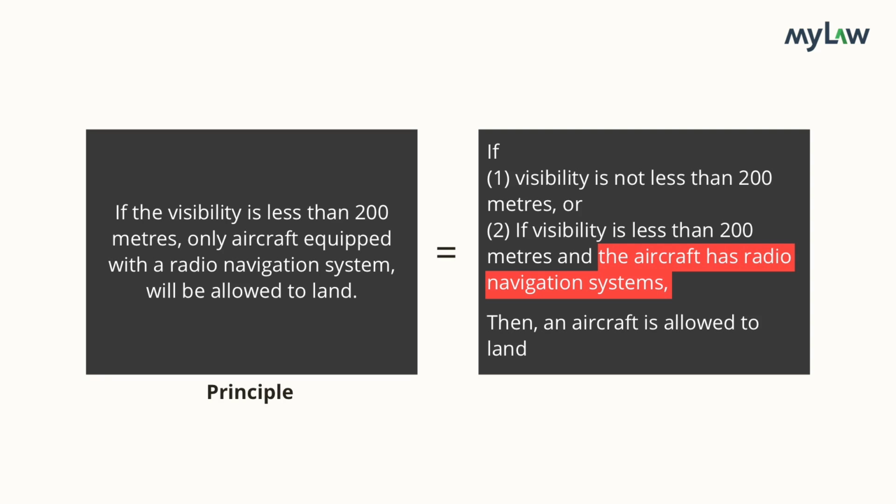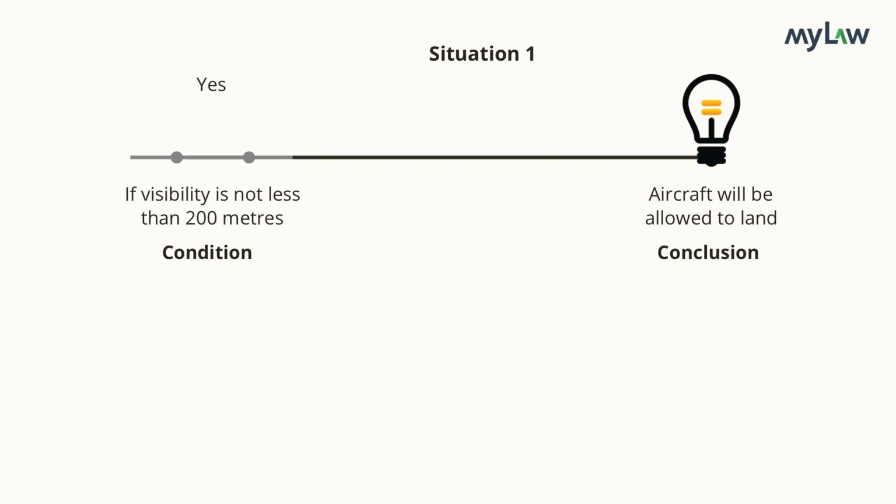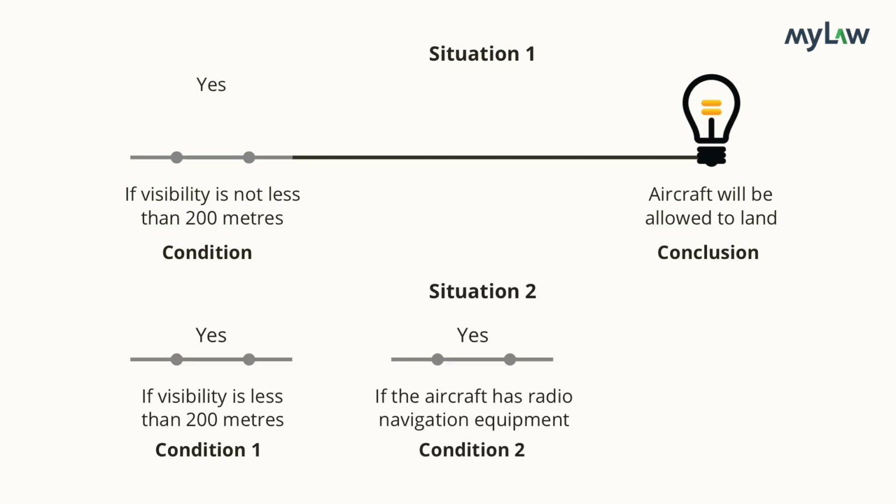This is easier to visualize if you have two different circuits. If we visualize the first situation, all we need is a switch to see whether visibility is not less than 200 meters. If the answer is yes, we can conclude that the aircraft will be allowed to land. The second one needs two switches. The first looks at whether visibility is less than 200 meters, and the second looks at whether the aircraft is properly equipped. How are they related?